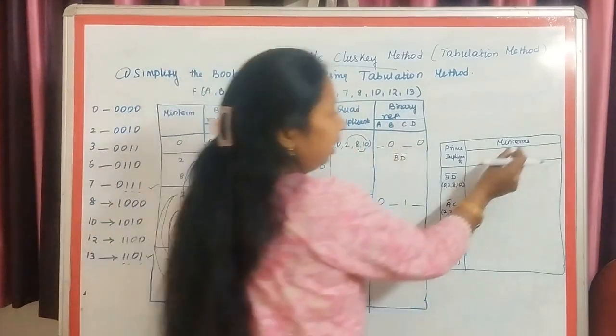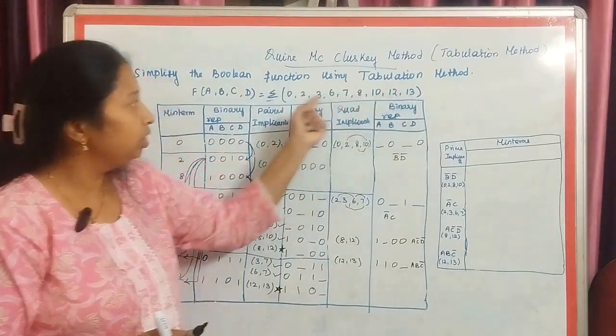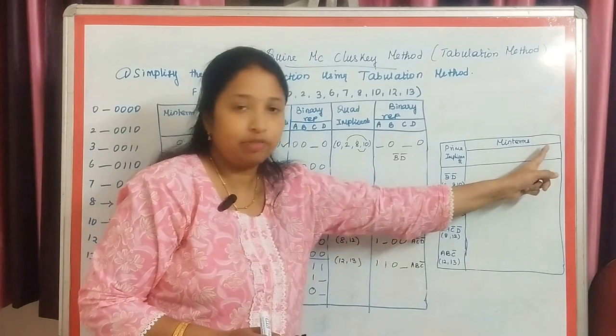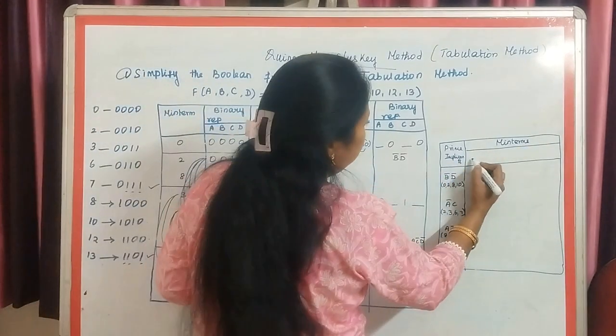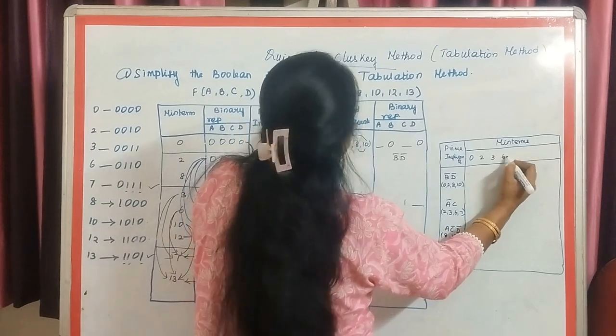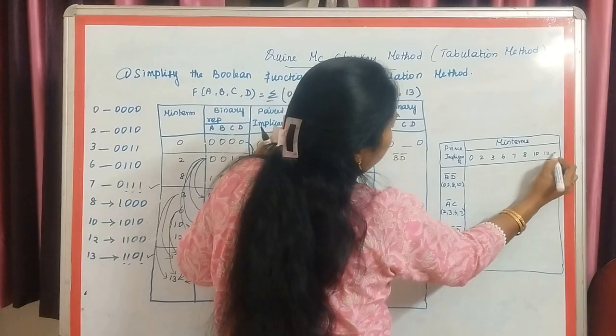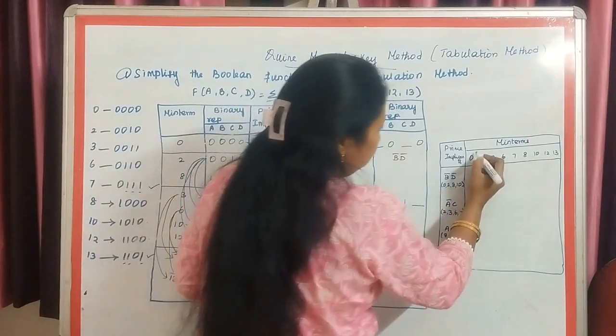Now, I have to write the minterms here. What are my minterms? Whatever numbers are given to you in the question, those numbers you have to mention here. So, it is 0, 2, 3, 6, 7, 8, 10, 12 and 13. Right?